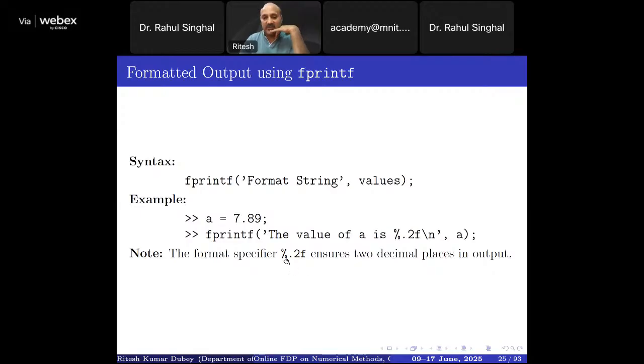So what is %0.2f? It is a specifier which ensures that two decimal places will be there in the output. So if you have a variable a equal to 7.89321, and you use this kind of specifier, then you will get only 7.89. The rest of the value will be truncated. So these are the things.